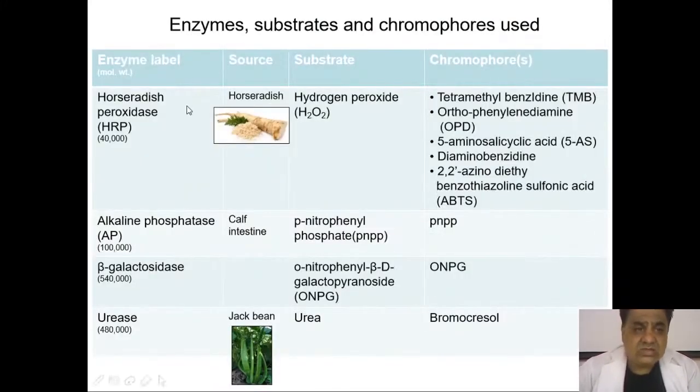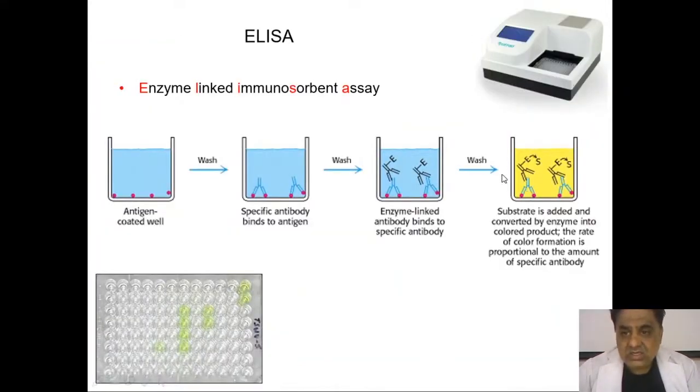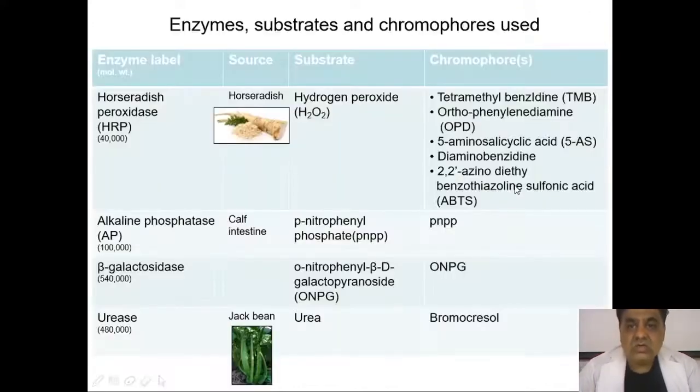We know there are different enzyme labels which we use in the secondary antibody here; the substrate is always with the chromophore. The HRP enzyme, from the horseradish, has H2O2 as the substrate, and various chromophores can be used. The most common chromophore used in ELISAs is TMB, tetramethylbenzidine. The tetramethylbenzidine and H2O2 complex is acted upon by the enzyme, and this leads to the color change.